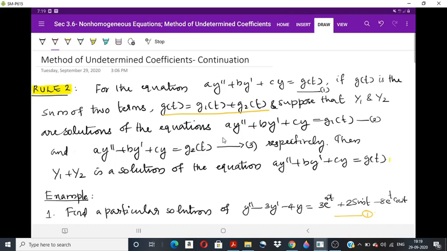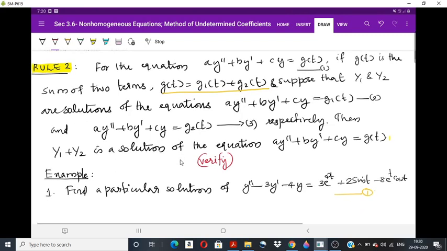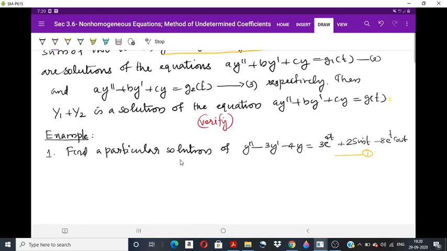The proof of this rule is very simple and you can do it as an exercise. So please verify that this is true. Okay. Now we will see some examples in which we can apply this rule for finding the particular solution using the method of undetermined coefficients.